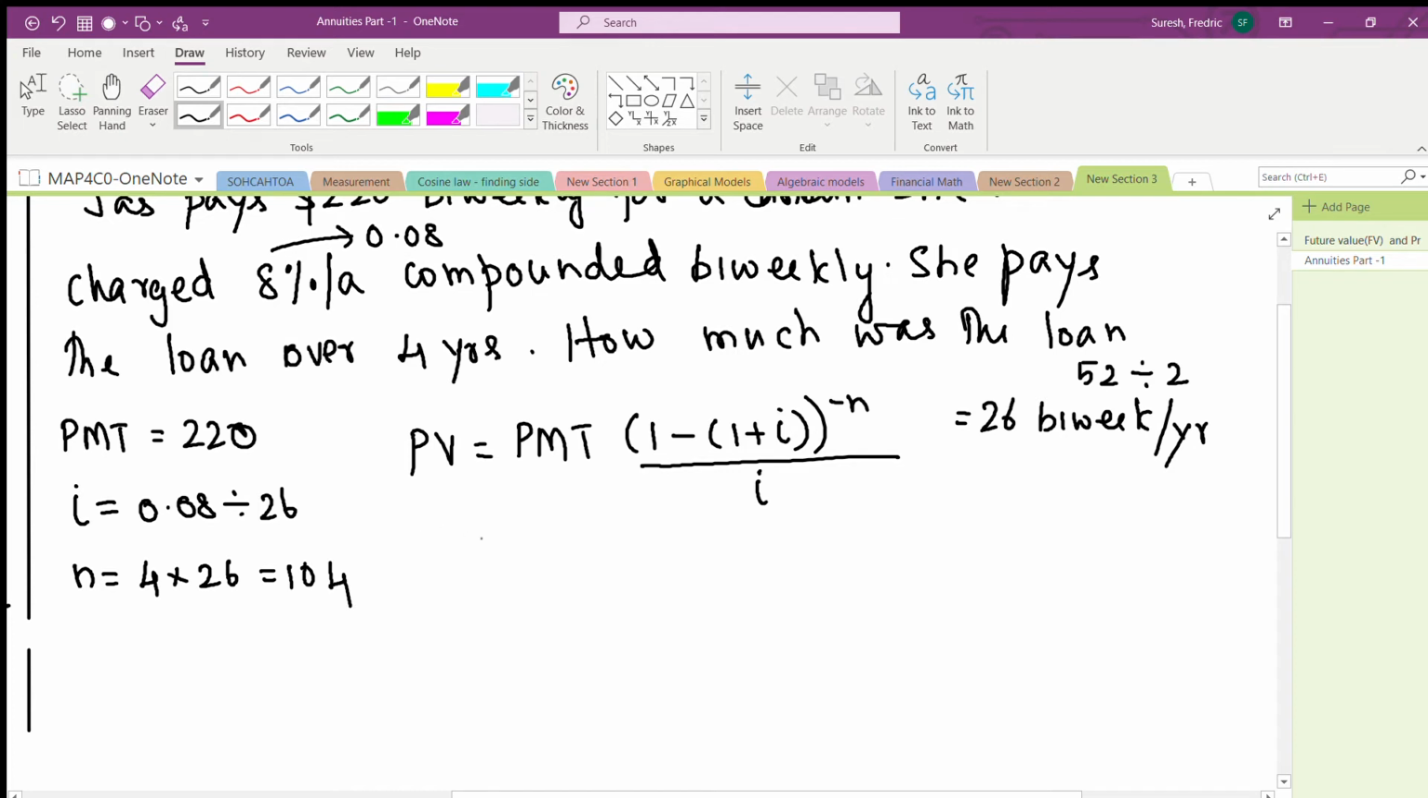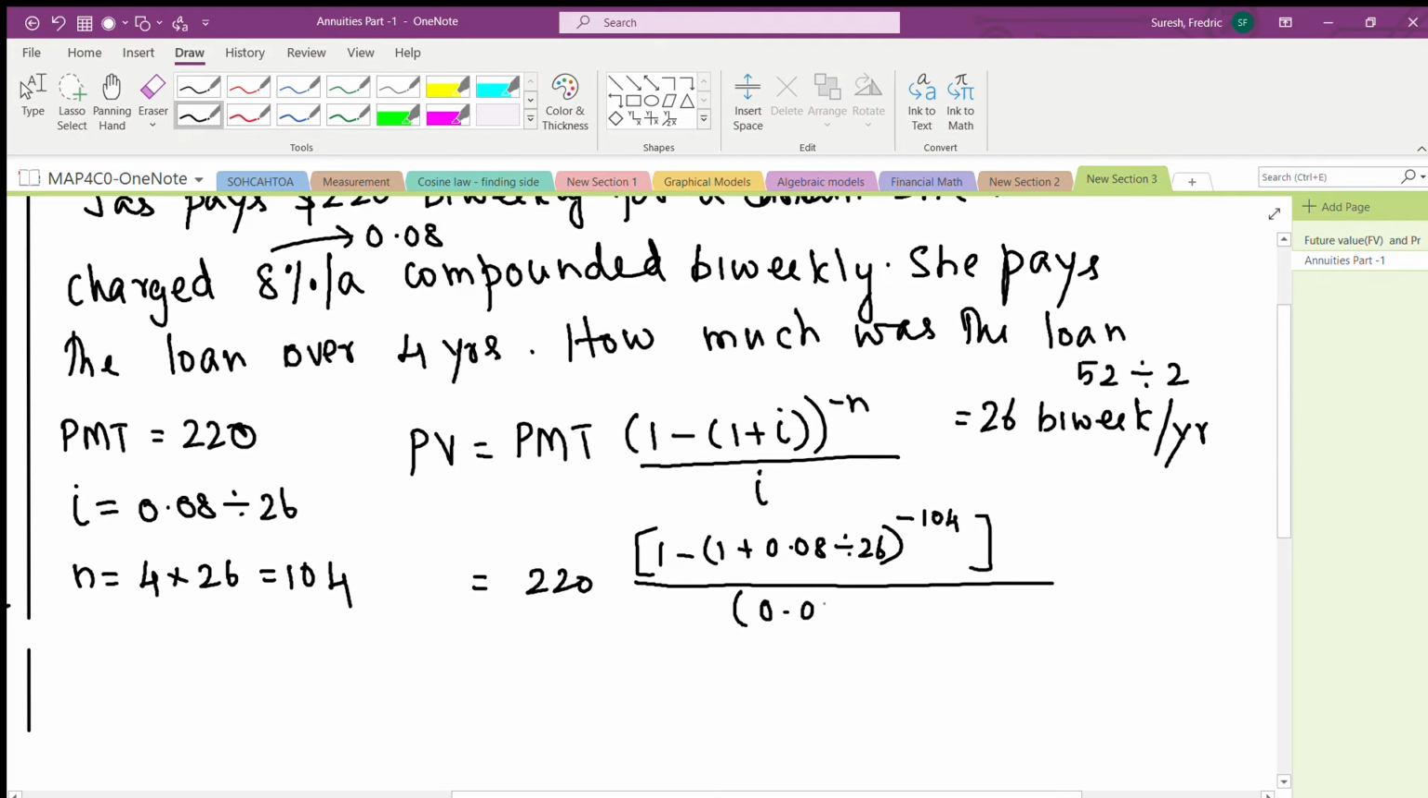Now, how much is the loan amount? Let's calculate that. Let's make some space. I will need some space. So down here, $220. The numerator, open a square bracket, 1 minus 1 plus, put the I value, 0.08, divide by 26, and this time it is to the power of negative 104. Okay? And then close the bracket, and the denominator, just like in the previous example, you are going to put that 0.08 to the power of 26.